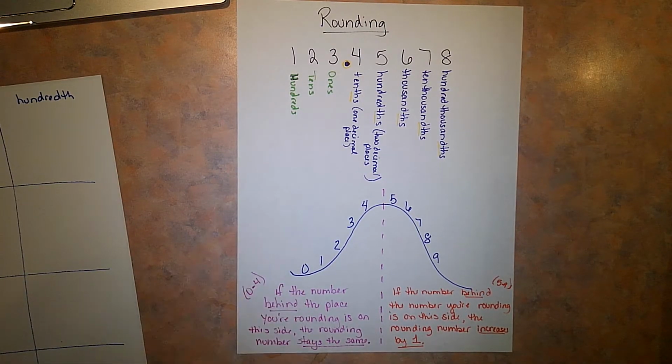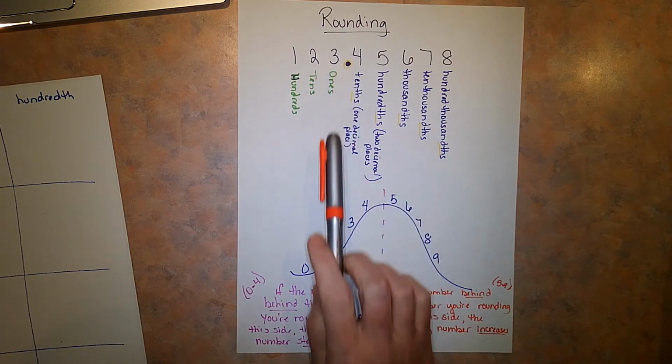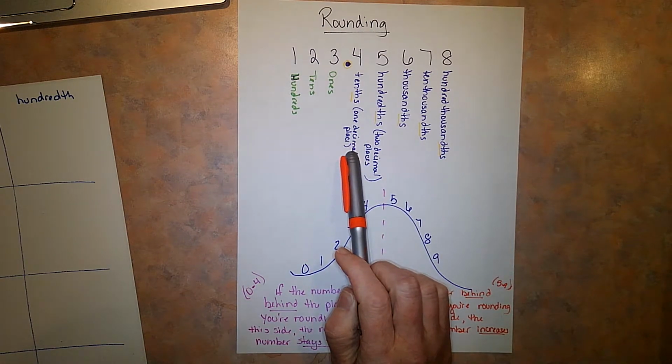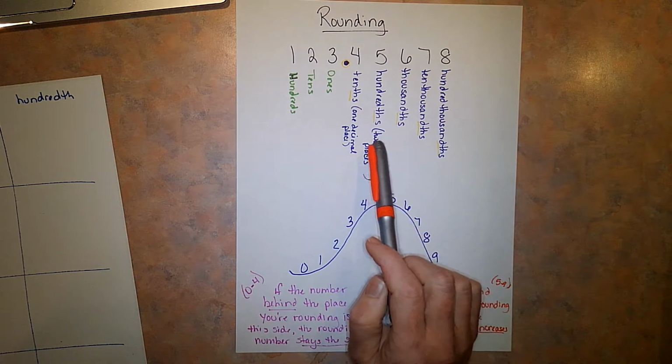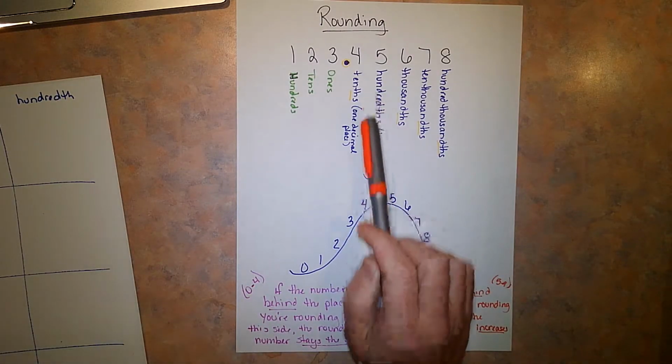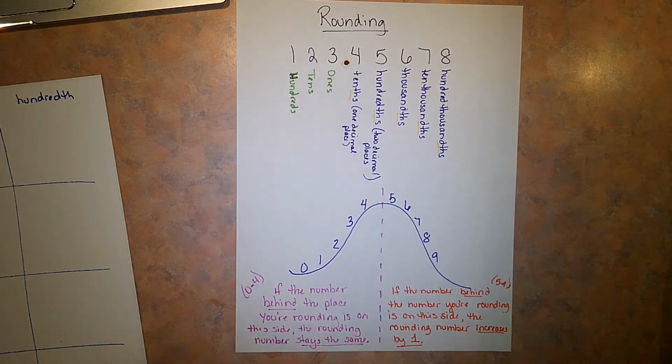So this is a kind of duplicate of the poster hanging on my wall. We've got the place values here, decimal here. The tenths place, 10 has 1 zero, so it's the first place behind the decimal. Hundredths place, 100 has 2 zeros, 2 decimal places after the decimal.